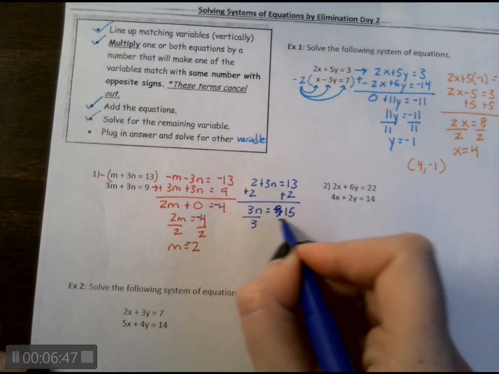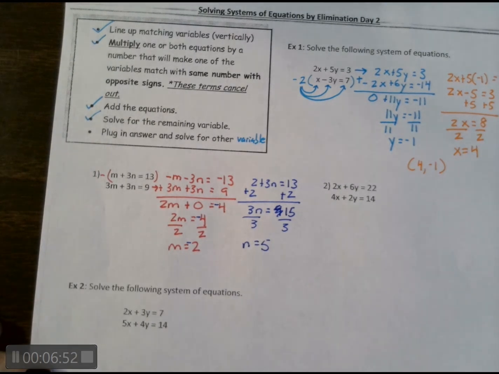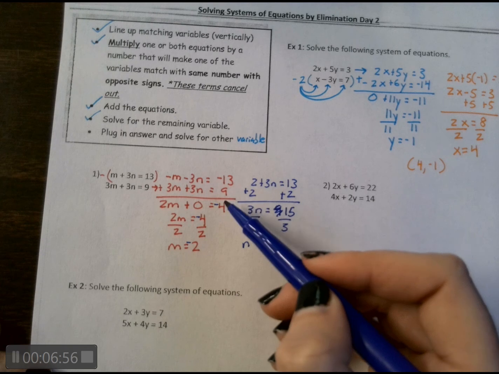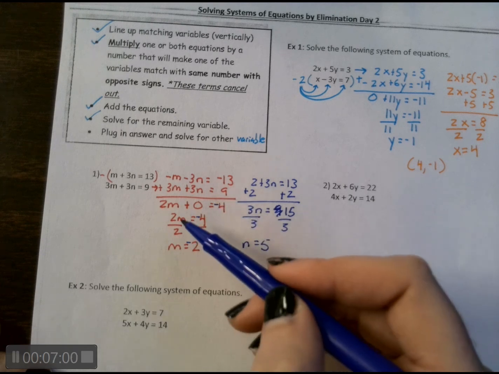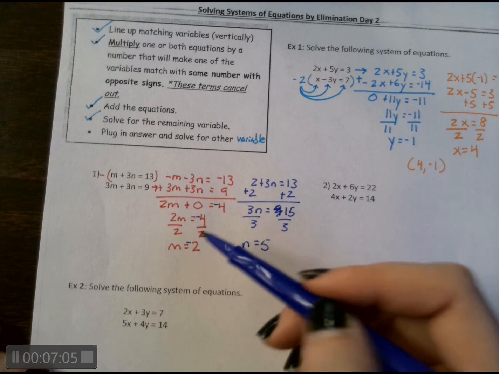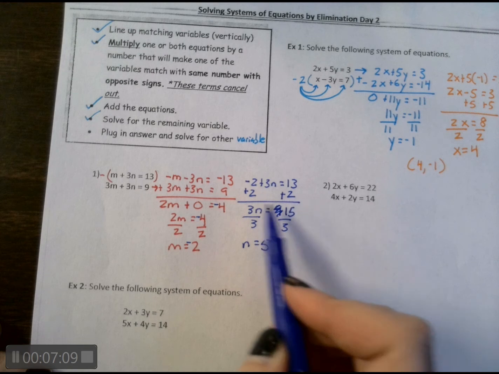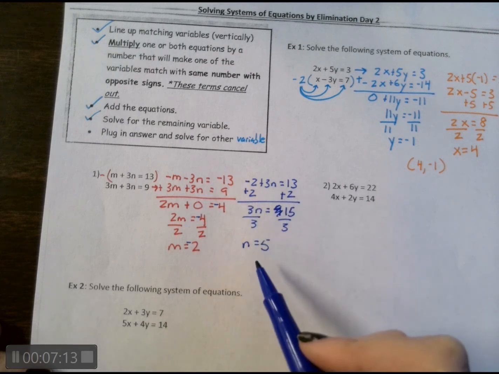And then divide by 3. And so n equals 5. Alright, so my mistake was when we added negative 13 and 9, I should have gotten a negative 4. And then when we divided by 2, negative 4 divided by 2 gave us a negative 2. So when I substituted this in, this should have been a negative 2, so that I added 2 to both sides to get 15. Okay?